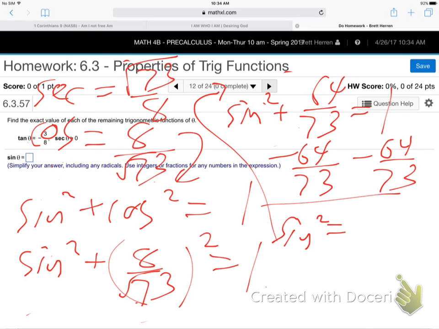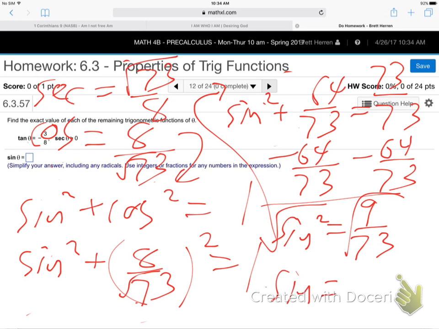And that 1, again, you know the drill here. That 1 is 73/73. Subtract it. What does it say? 9/73. And then root it. So sine is 3 over the root. So is it plus or is it minus? Yeah, it must be minus.